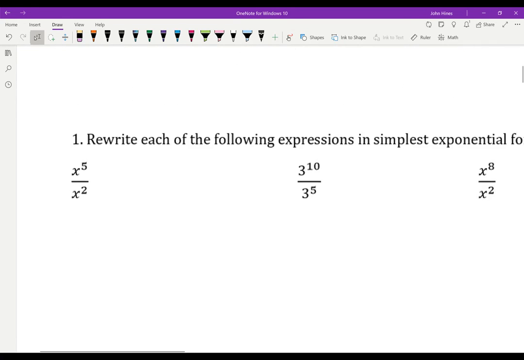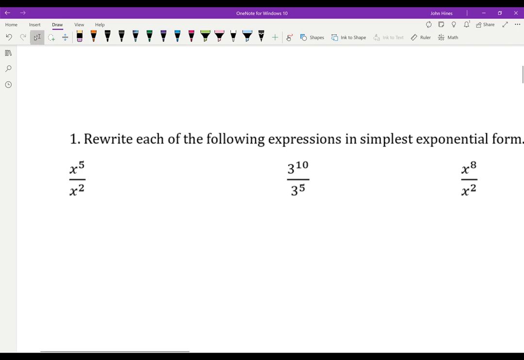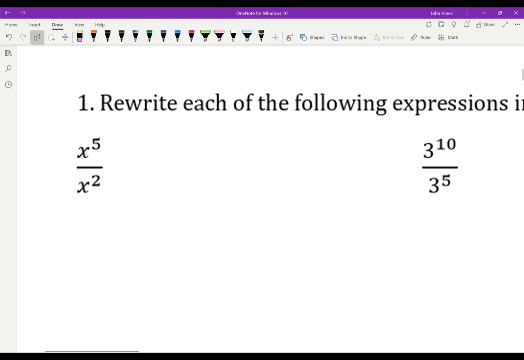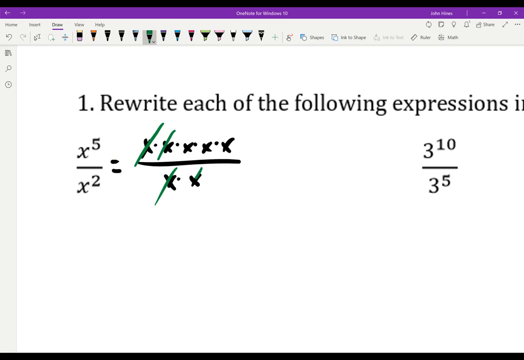Let's rewrite each of these by expanding them out a little bit. So x to the 5th is really 5 x's being multiplied together over x squared. Notice here I have common factors on the top and bottom, so all of those terms divide to 1. Goodbye, goodbye, goodbye, goodbye. And we're left with x to the 3rd.